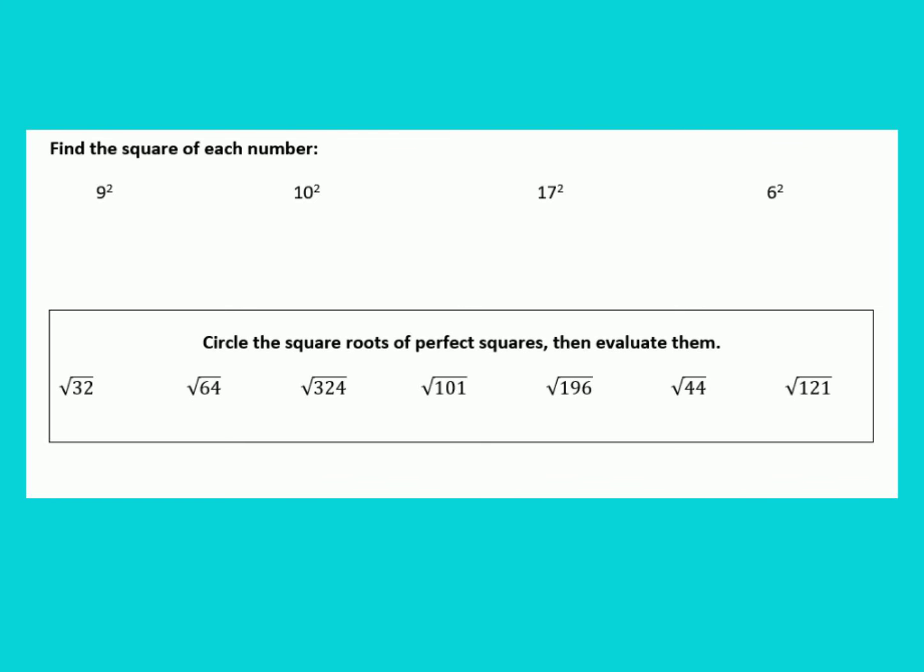In our next examples, it says find the square of each number. So to find the square of a number, remember you're just taking it to the second power. So 9 squared, that's the same as saying 9 times 9. Exponents mean repeated multiplication, so we're just multiplying 9 by itself twice. 9 times 9 is 81, so 9 squared equals 81. 10 squared, that would be 10 times 10, and that's 100. Go ahead and try the other two, and then check your answers once you pause the video.